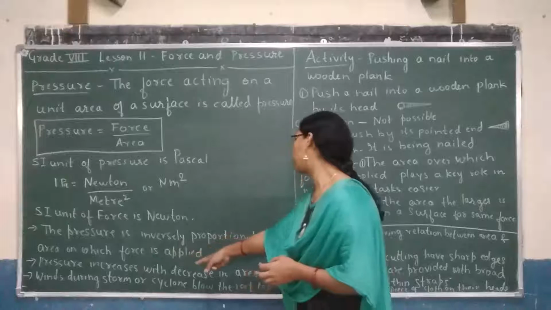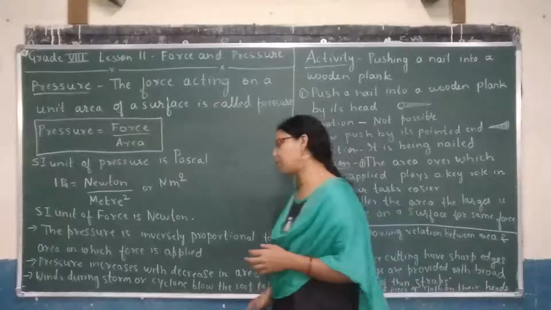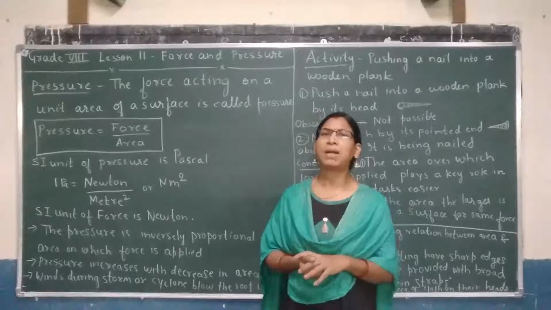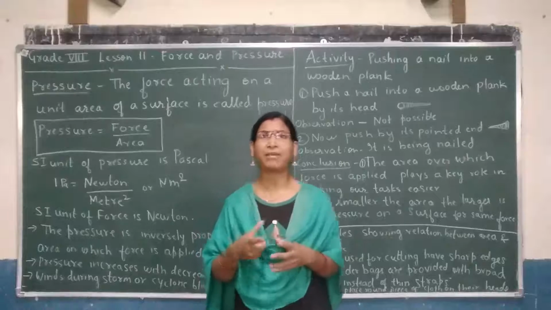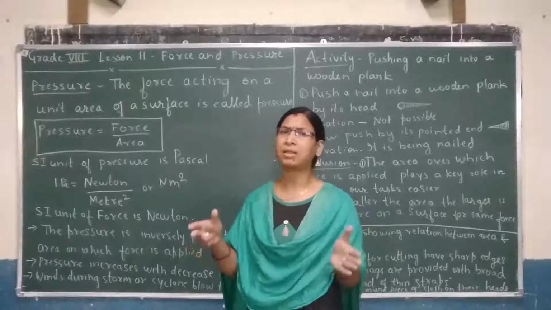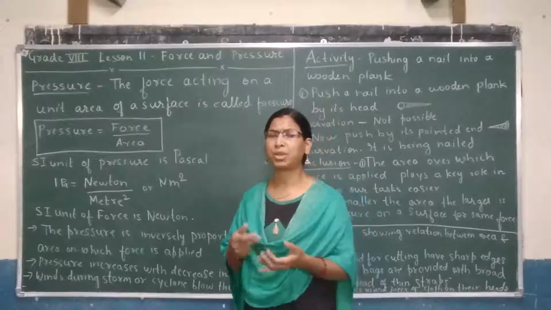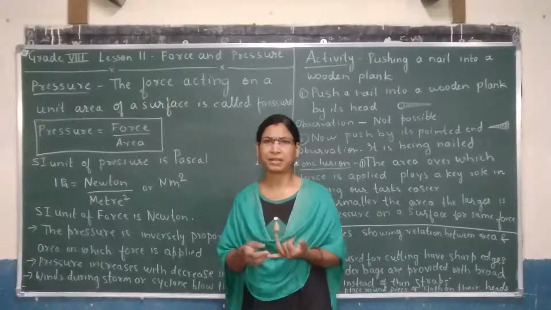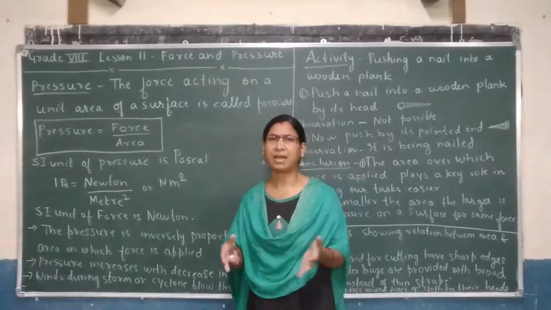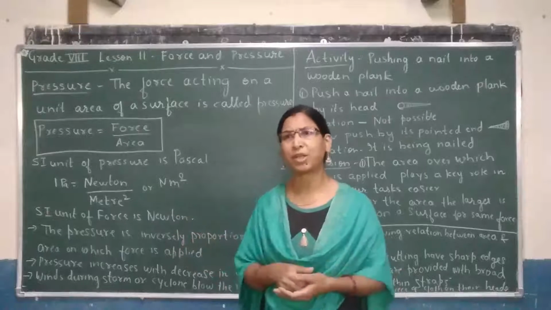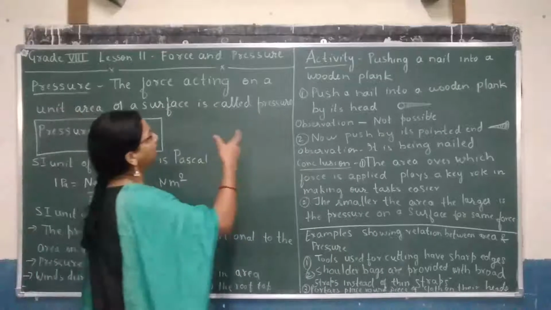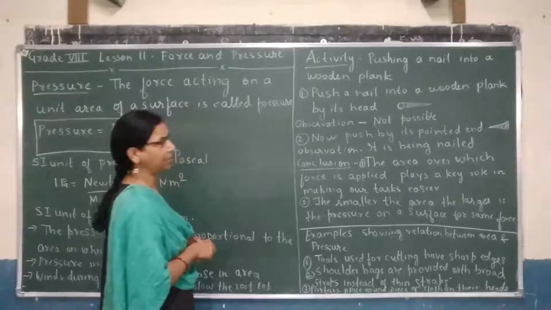When winds blow during storms or cyclones, the rooftops also get blown off, you might have seen. How is it happening, children? It is due to pressure. And you might have seen that the wheels of heavy vehicles such as trucks have very broad wheels as compared to a scooter or bicycle. Why so, children? This is because if the area is more, the pressure on the road will be less. Now, let us try to understand more about pressure with the help of some activity.